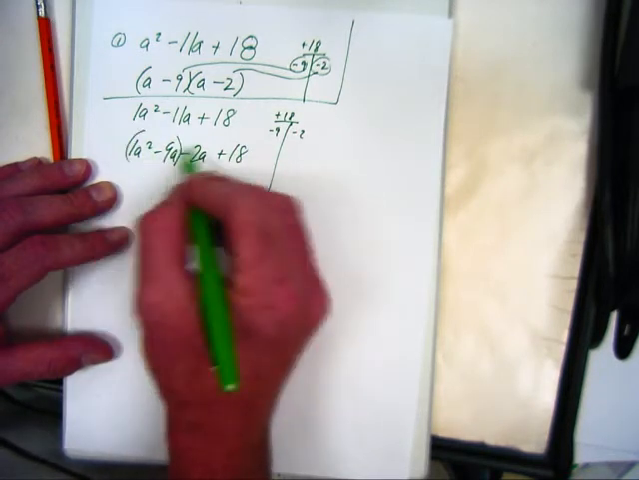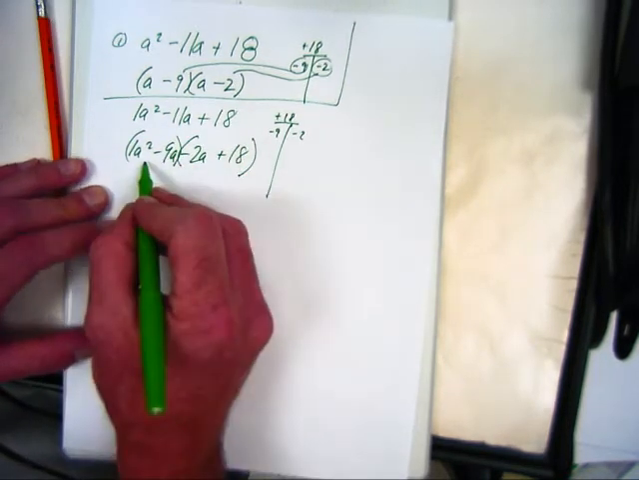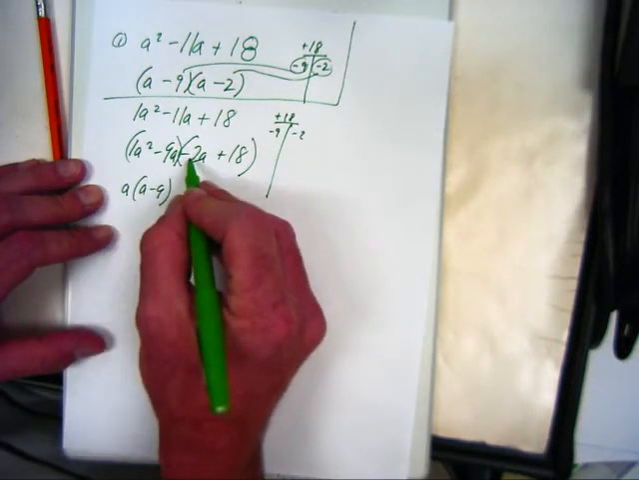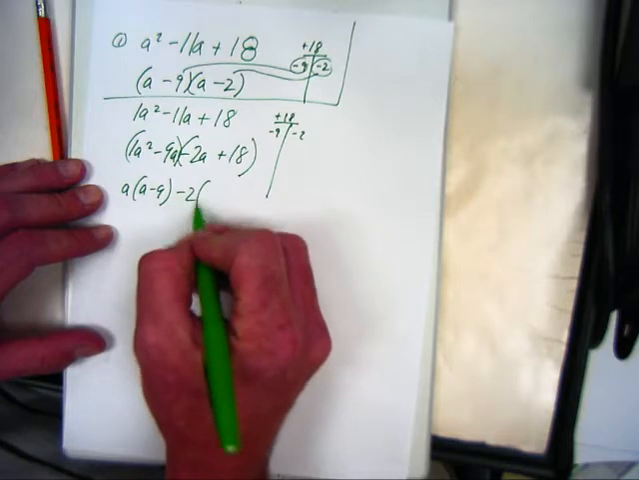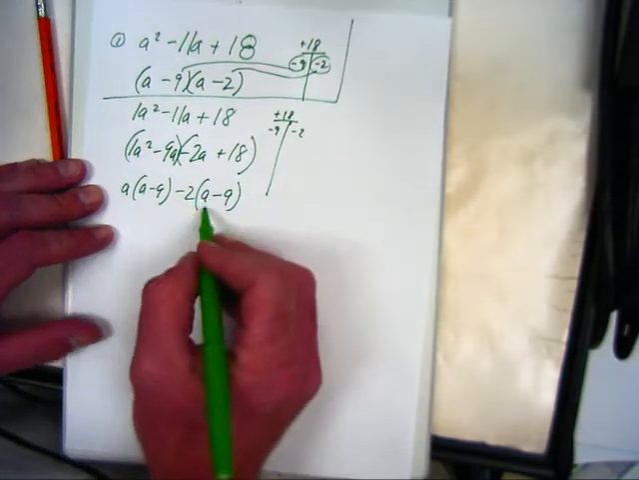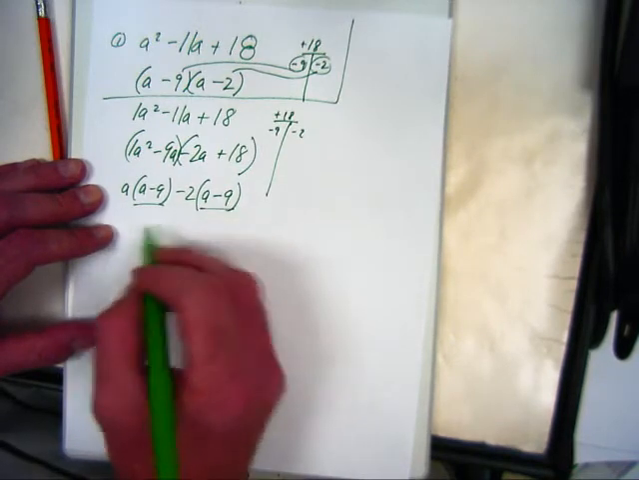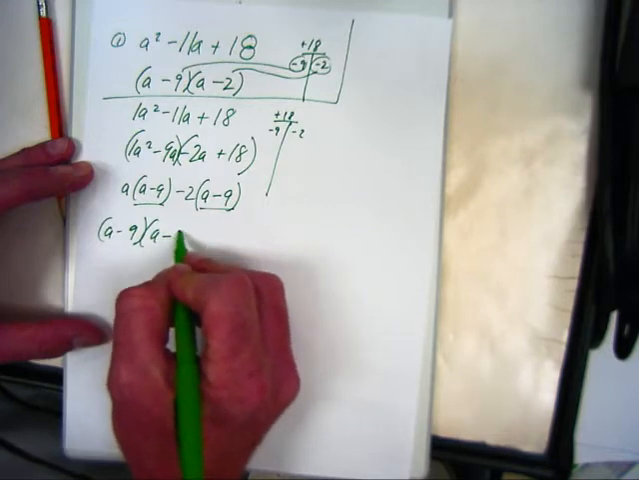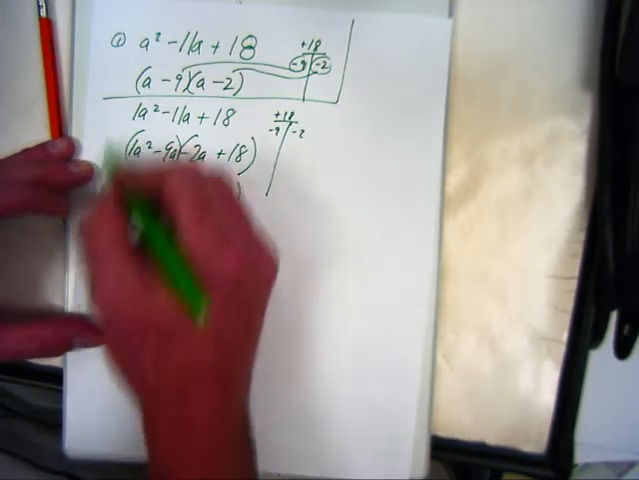So I'll rewrite this 1a squared minus 9a minus 2a plus 18. I'm going to group here and here. Right here I'm going to factor out an a. I get a minus 9. I'm going to factor out a negative 2 here. I'm going to get a minus 9. Remember, this sign changes when you factor out a negative. Now I have an a minus 9 and an a minus 9. I factor those out. I'm left with a minus 9, a minus 2. Same as here.